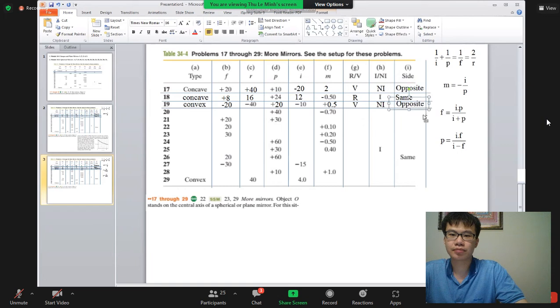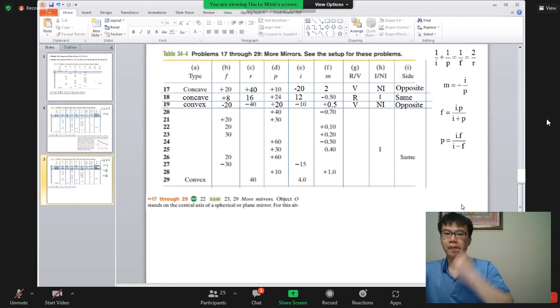Okay. The teacher said M is positive, so it is inverted, right? Yes. And it is opposite? Opposite means the opposite side of the object. Because in this case, the image is virtual, so the image is behind the mirror, but the object is in front of the mirror. So this is the opposite side.